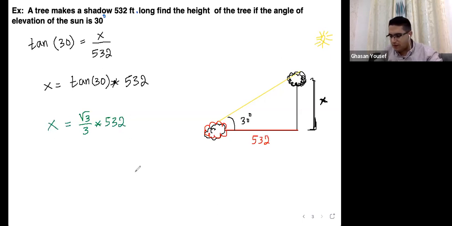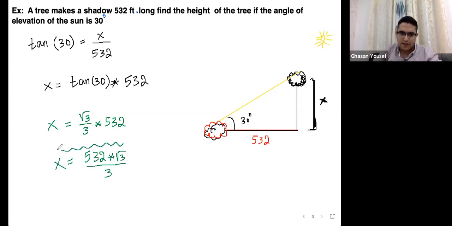We can simplify this, right? Let me check. I think we cannot. So we can keep the answer as 532 multiplied by square root of 3 over 3, like this, because the calculator is not allowed during the exam. So the length of the tree is 532 multiplied by the square root of 3 over 3. This is the value of x.